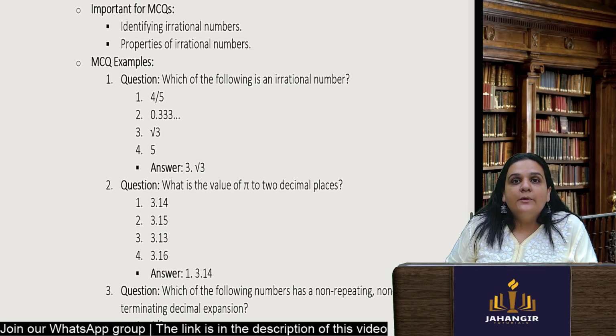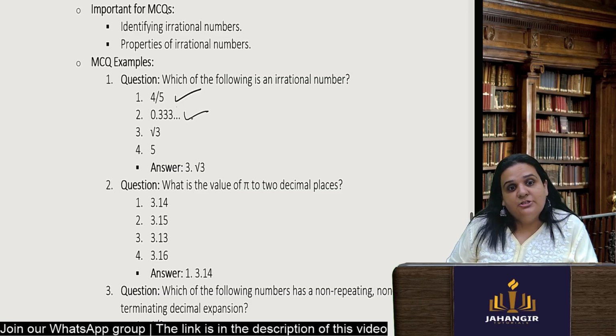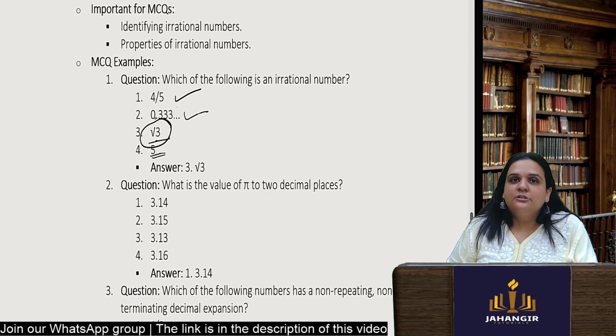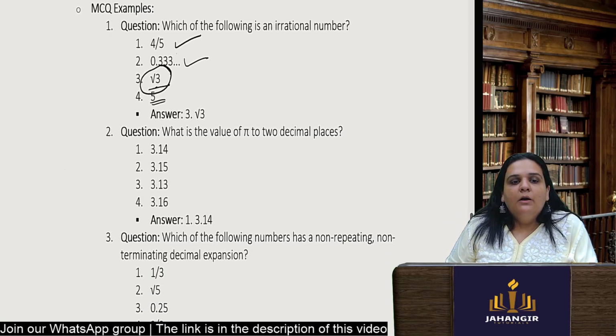Which of the following is an irrational number? MCQ examples. 4.5 is rational, it can be expressed as a fraction. 0.333 is also rational. 5 is a natural number itself, rational also. And square root of 3 is an irrational number. What is the value of pi in 2 decimal places? 3.14. This you can learn by heart.